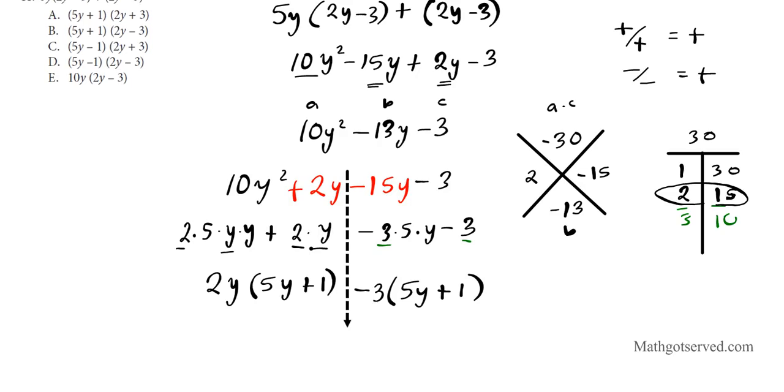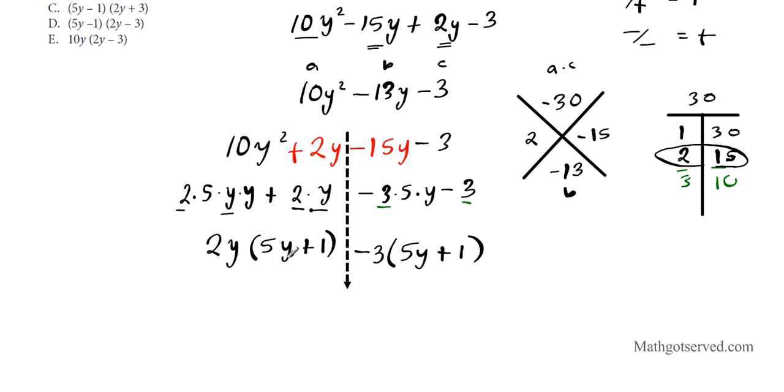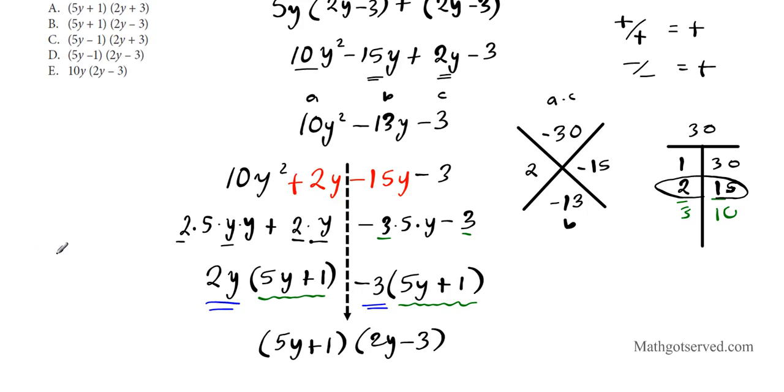So this is good because the two quantities I have in the parentheses are identical, so that's exactly what I want. So what I'm going to do now is take this 5y minus 1. These two identical terms are common factors on both sides of my partition, so I'm going to factor them out. 5y plus 1. And what am I left with? I'm left with 2y minus 3. So our answer is 5y minus 1 and 2y minus 3.